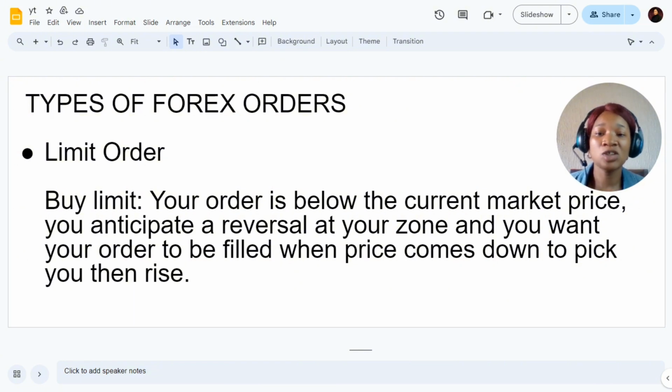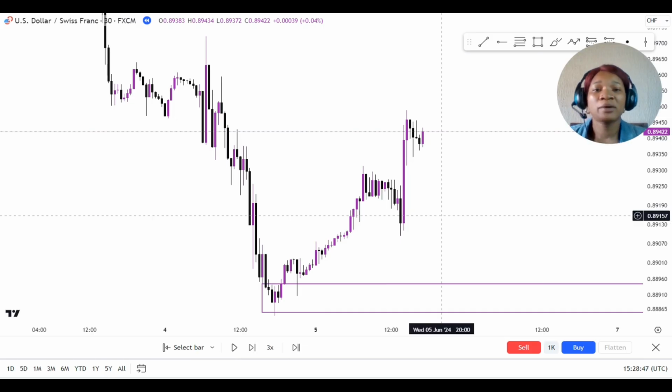So the buy limit is just an order you give to your broker to buy that pair or buy that asset or buy that instrument at a price below the current market price, right? So your order is below the current market price and you anticipate a reversal at your zone and you want your order to be filled when price comes down to pick you, then rise up. So this is a perfect example of when I want to be using a buy limit order.